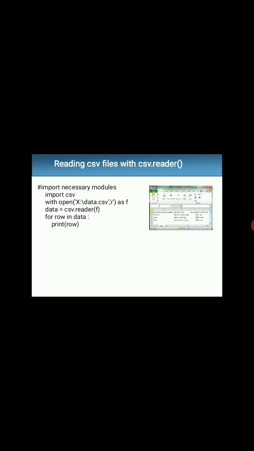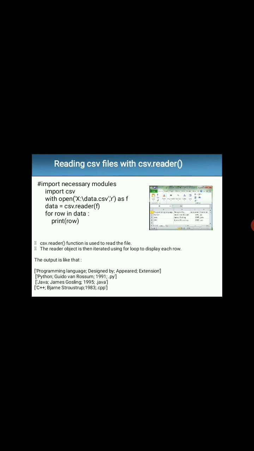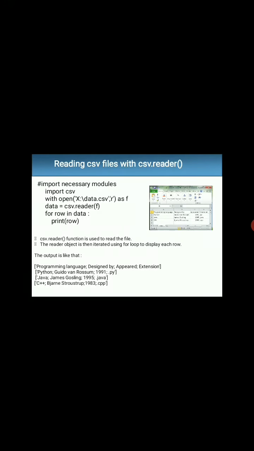Now how to read the data from the CSV file? Suppose we want to read this data from a CSV file, then we have to write import csv, with open, then open the file with the help of the open command. Then we have to use the reader function, csv.reader(f), in a variable data. Then we have to use a loop to read each row. For row in data, print row. The output looks just like that.